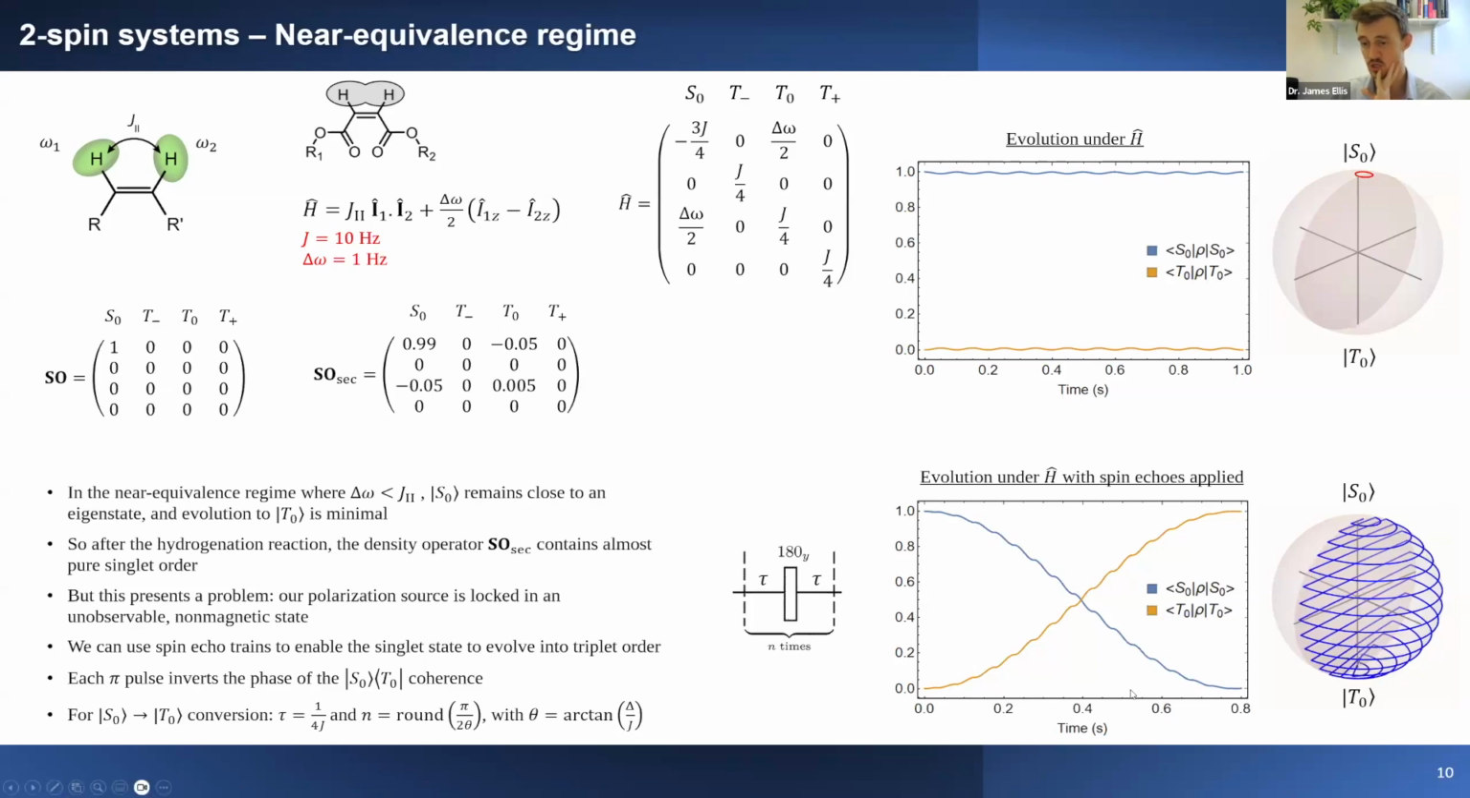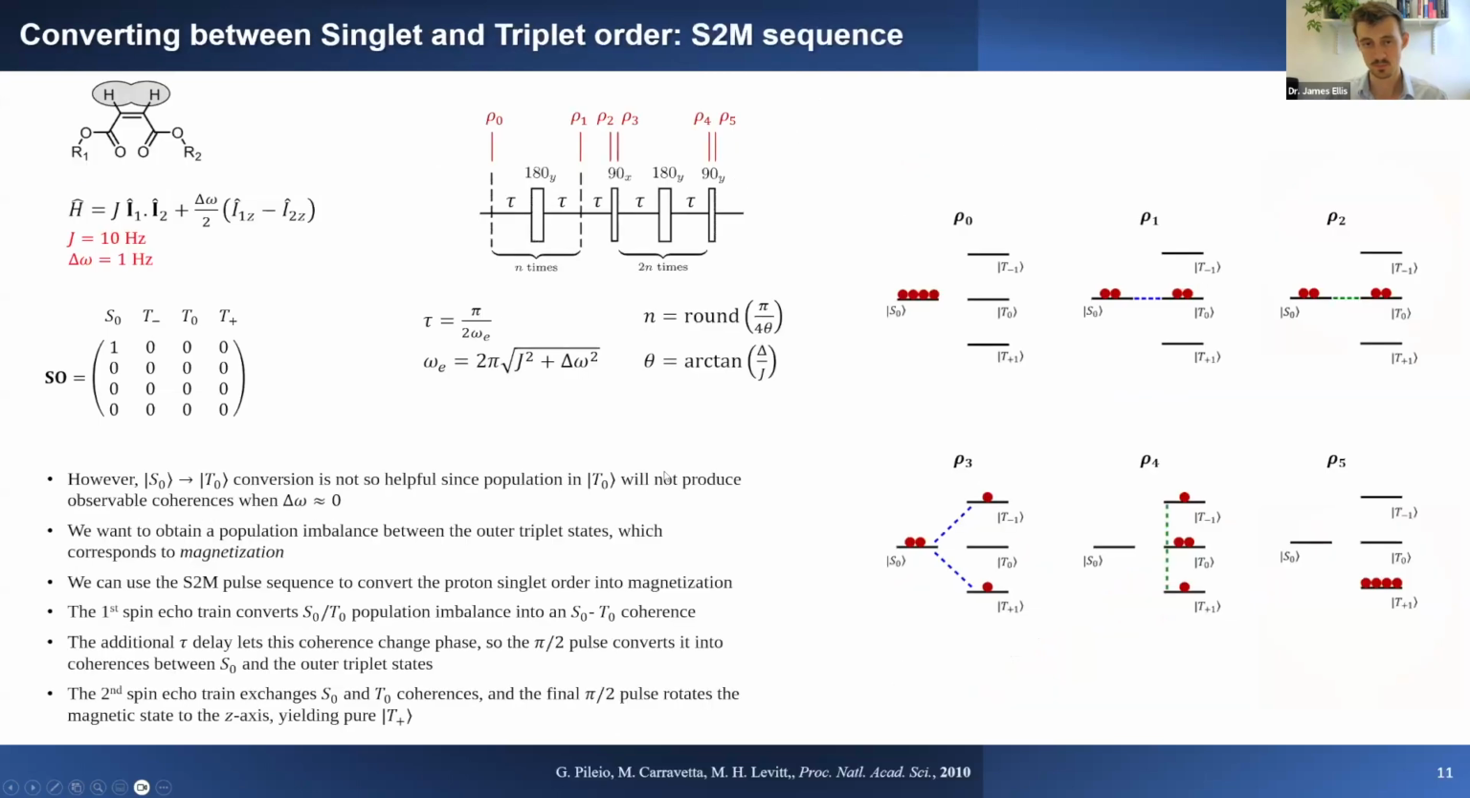So that 3D animation is shown on this two-dimensional plot, where these are just the probabilities of finding the system in a given state. What's written down here is that these numbers, tau and n, are essentially given by the J coupling and the chemical shift difference in the molecule. So this spin echo element can be incorporated into sequences to do singlet magnetization conversion.